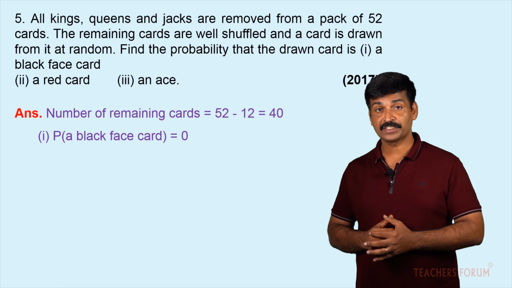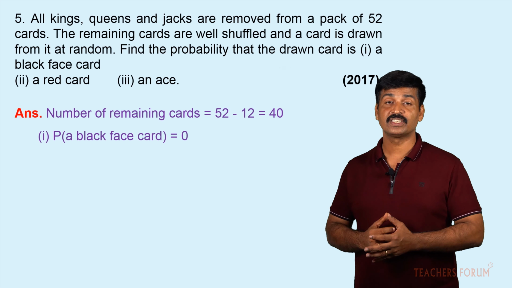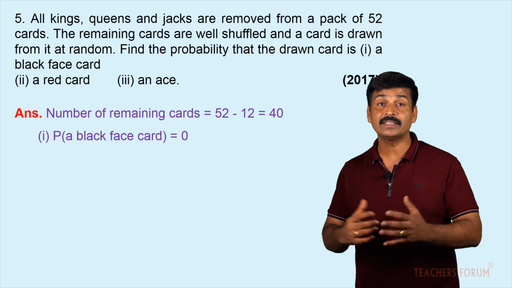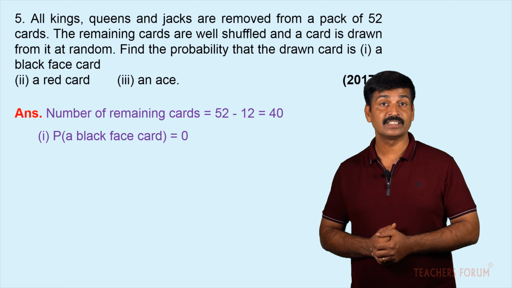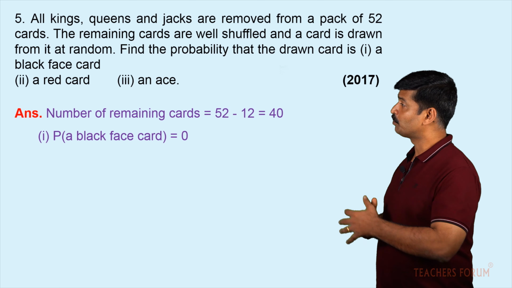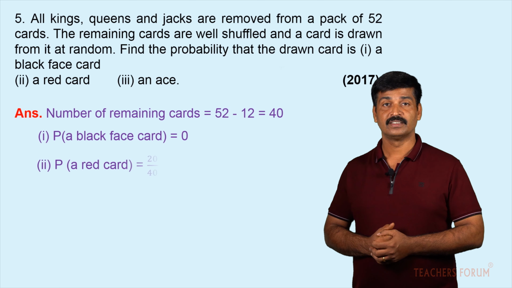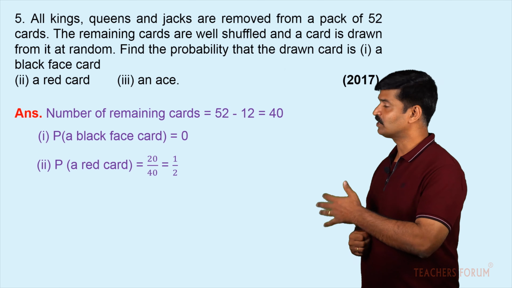Total number of red cards, that is 26. Out of this 26, all the red face cards are removed. That 6 face cards are removed. So remaining red cards 20 in number. So what will be the probability of getting a red card? 20 by 40. That is 1 by 2.